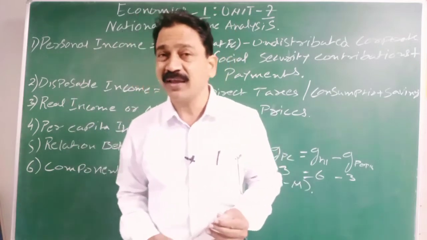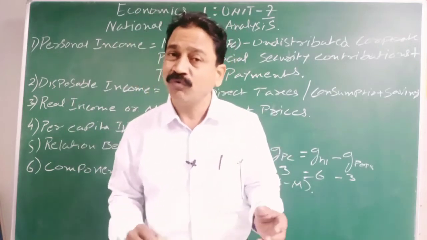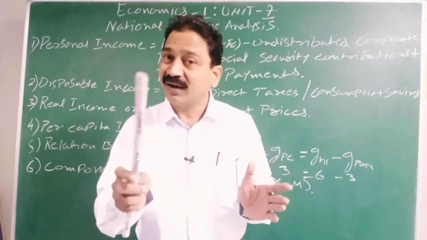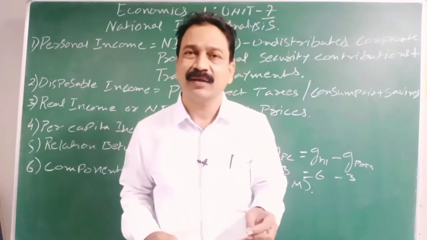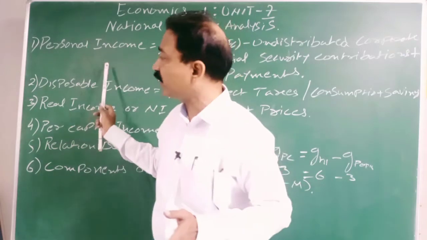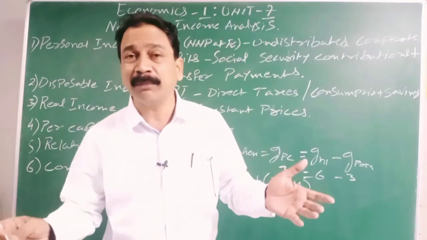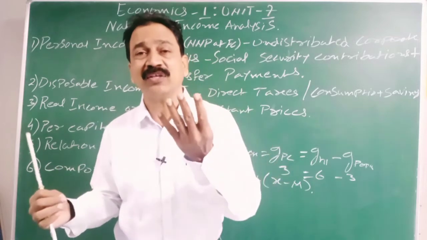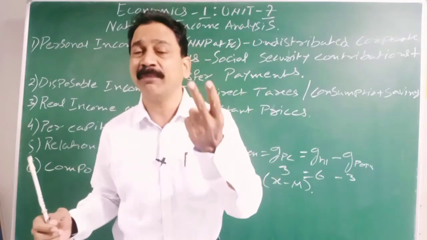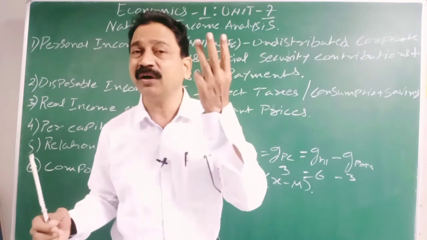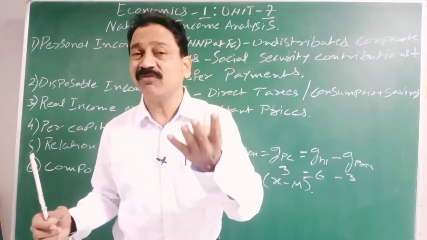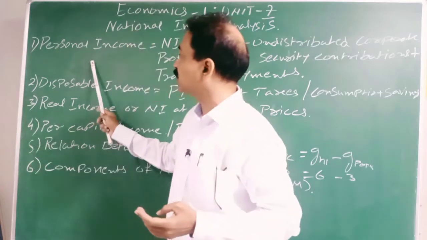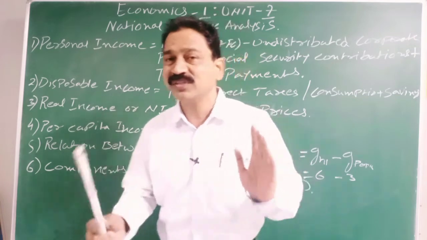Here, when I say whatever is distributed to the 4 factors will become personal income, it means there is something not distributed. You get my point? Whatever is distributed to the public, to the 4 factors of production, and a person earns through 4 ways: being the owner of land, being the owner of labor, being the owner of capital, being the owner of organization. Whatever he gets, the rent, the wage, the interest, the profit, will become personal income. So now let us see the difference.